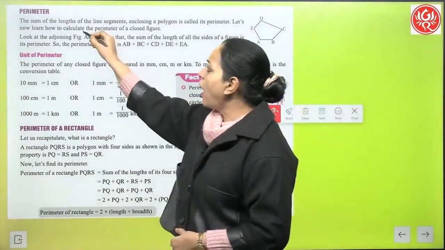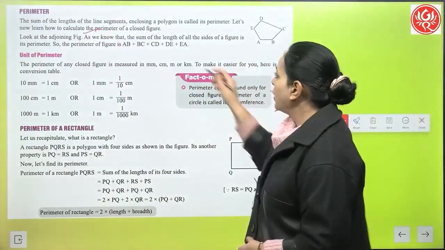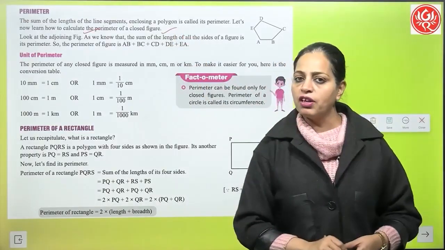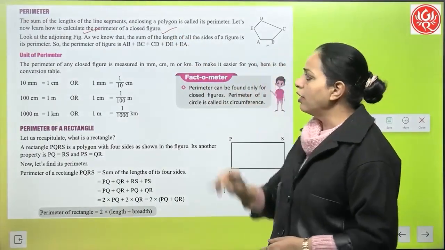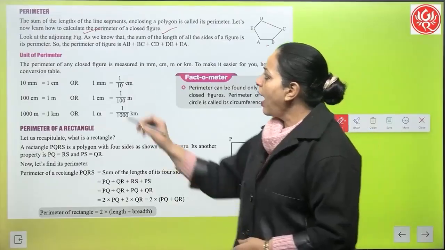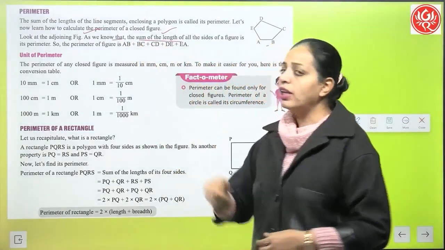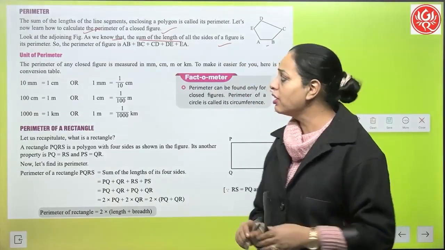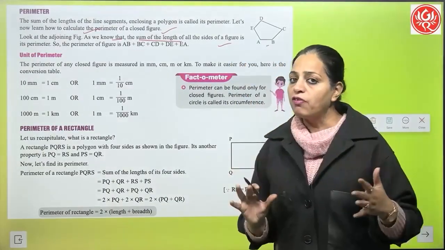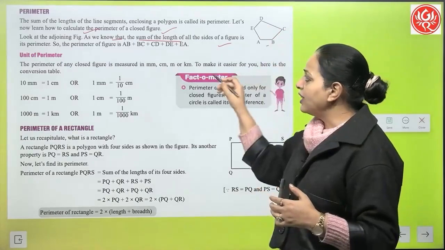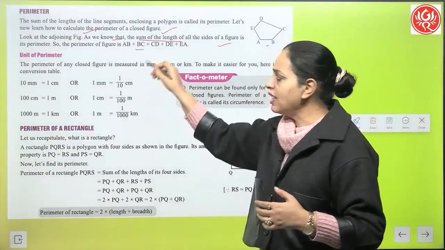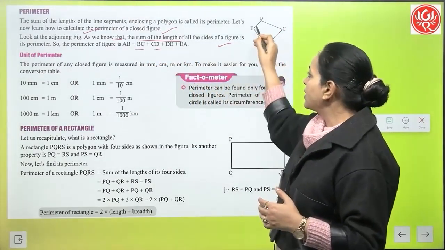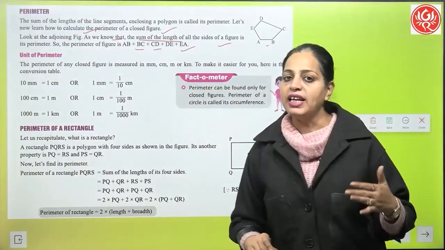Let us now learn how to calculate the perimeter of a closed figure. Look at this figure, right? So here, as we know that the sum of the lengths of all the sides of a figure is its perimeter, what to do? We can find the sum of the sides AB plus BC plus CD plus DE plus EA.